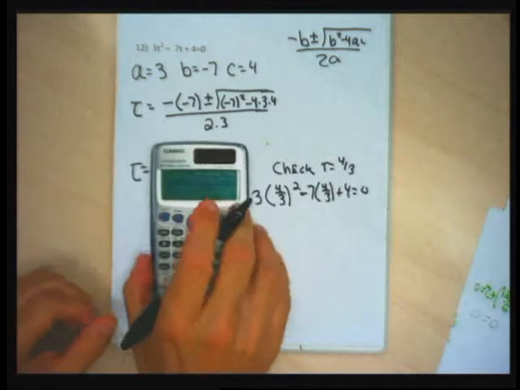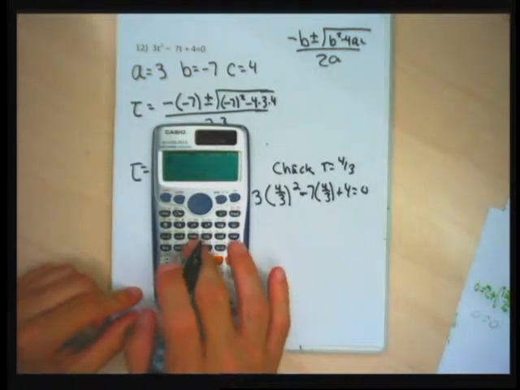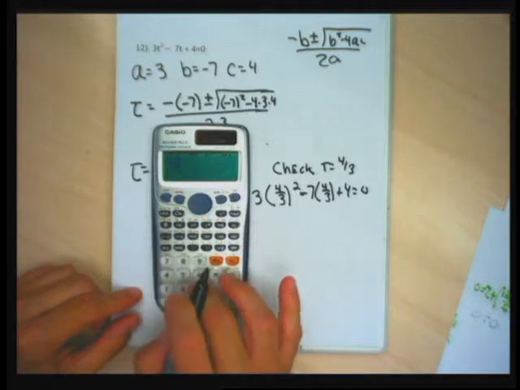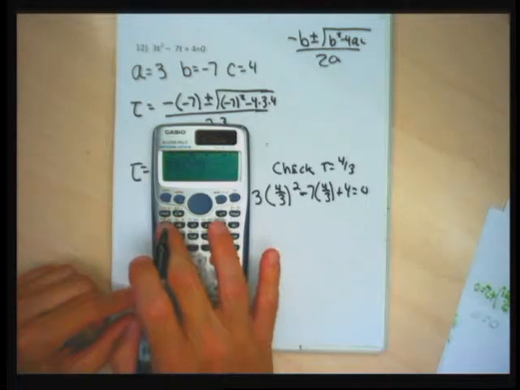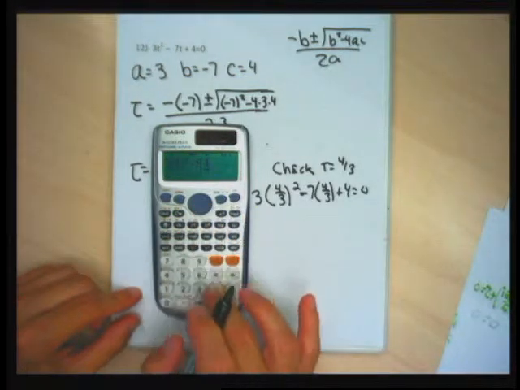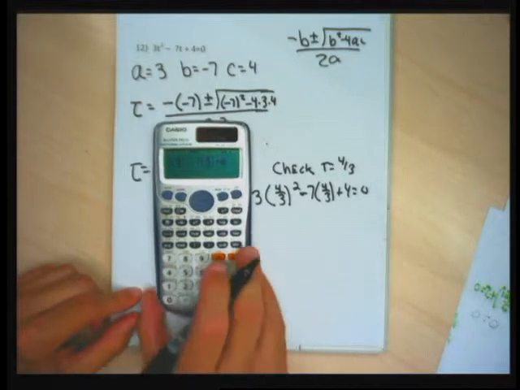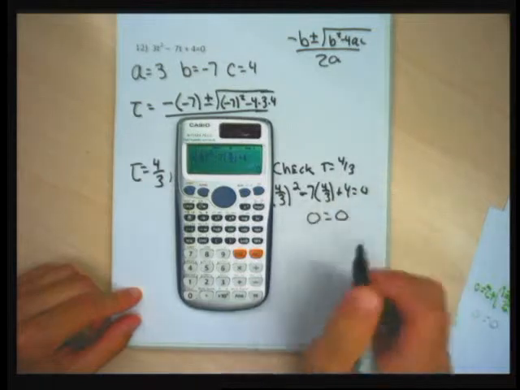If it doesn't, I made a mistake somewhere. So 3 parentheses fraction 4/3 parentheses squared minus 7 parentheses fraction 4/3, close out my parentheses, plus 4. That better say 0, and it does. So I've checked the 4/3.